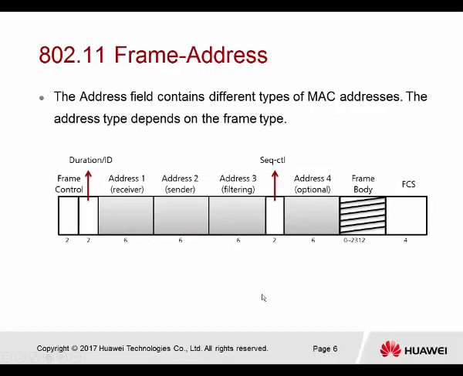And the next is the address. The address field contains different types of MAC address. This is the reason why they have 6 bytes, as our MAC address also uses 6 bytes. The address type depends on the frame type, so what kind of frame we actually receive.